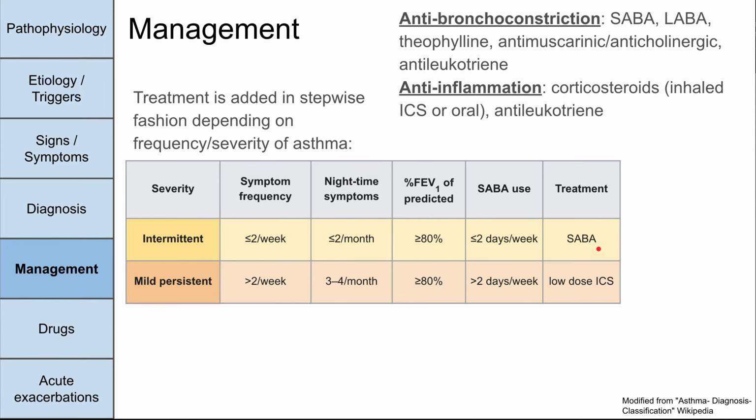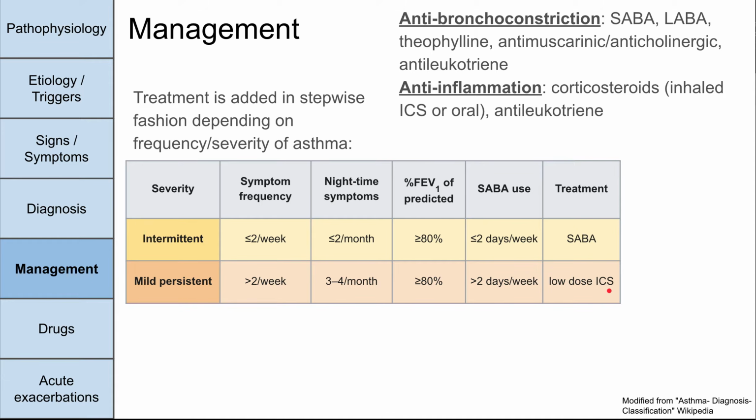The next level is mild persistent asthma. This is people who have daytime symptoms at least twice a week. They might have nighttime symptoms 3 to 4 times per month. They'll again have that predicted FEV1 of greater than 80%, and they'll be using their short-acting beta agonist rescue inhaler at least 2 days per week. And for these people, you would want to, of course, keep them on the short-acting beta agonist inhaler, their rescue inhaler, but also add a course of low-dose ICS, low-dose inhaled corticosteroids.